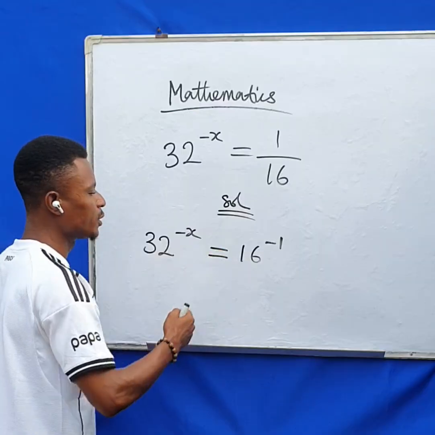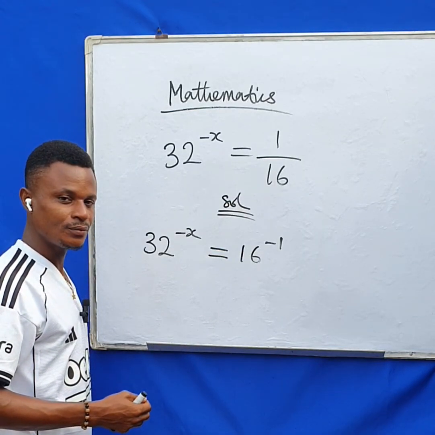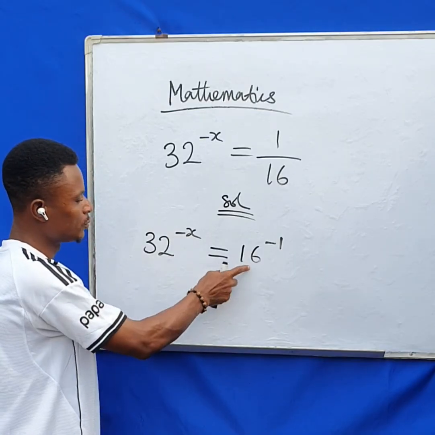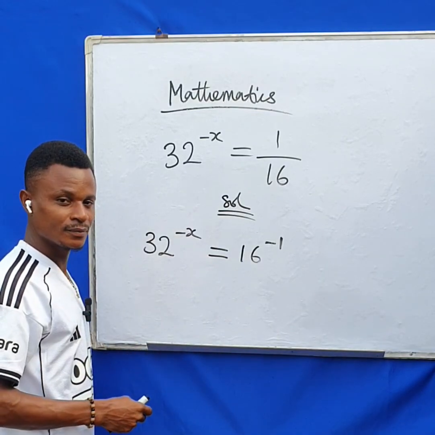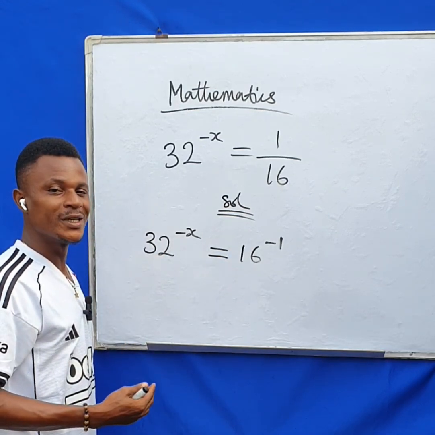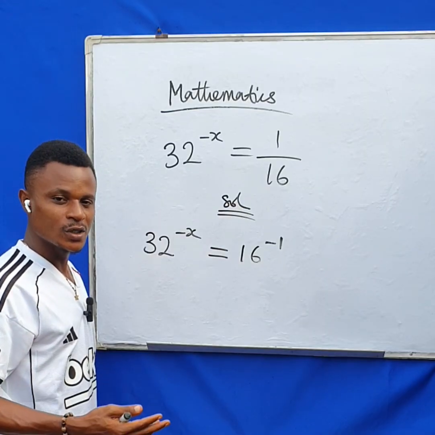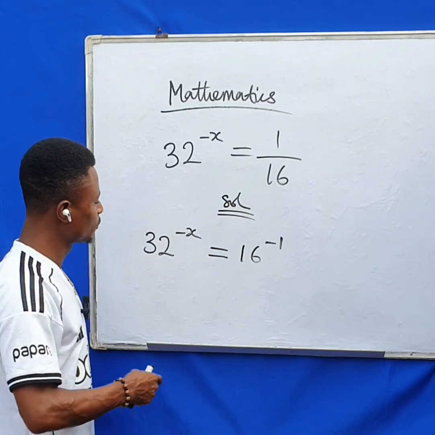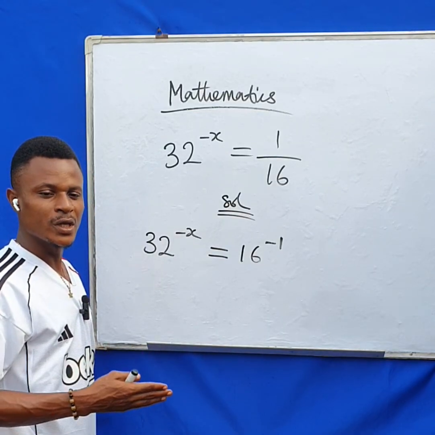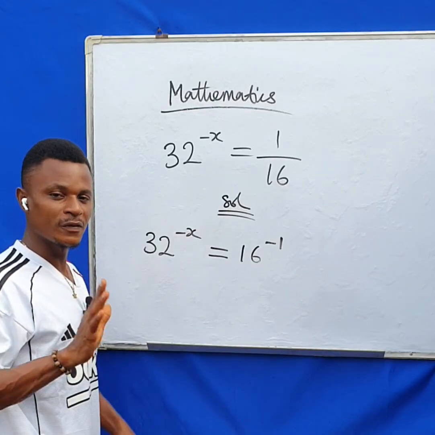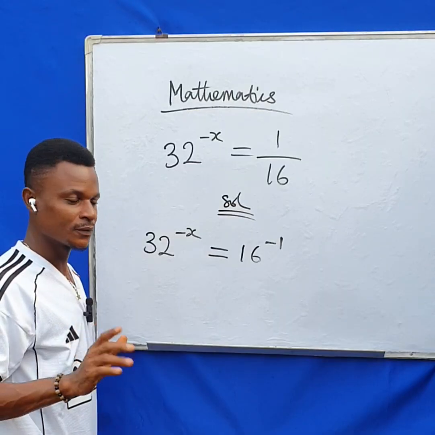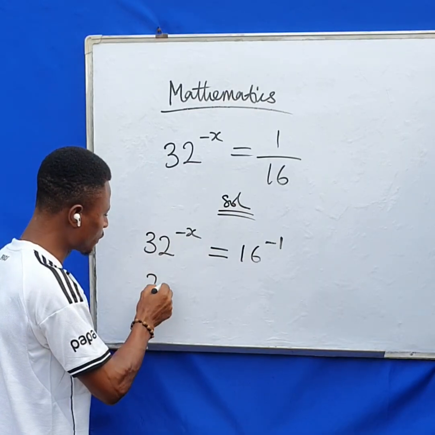Now, if you look at this, you can see that both sides are in exponential form. The next thing we are going to do is to make these two bases the same. We are going to rewrite these two numbers in exponential form again such that they will be in the same base. The question arises again, how do we do it? 32 is the same thing as 2 raised to the power of 5. Why? Because 2 times 2 times 2 times 2 times 2, in 5 places, will give us 32. So we'll replace this 32 with 2 raised to the power of 5.